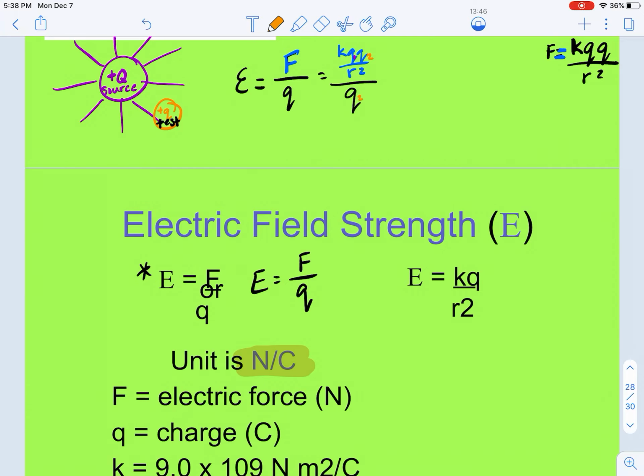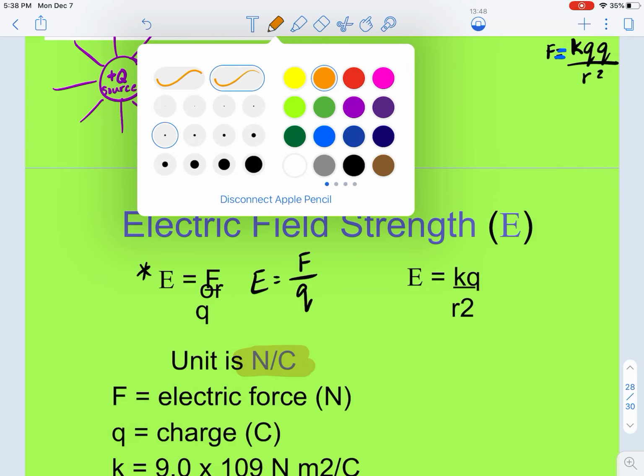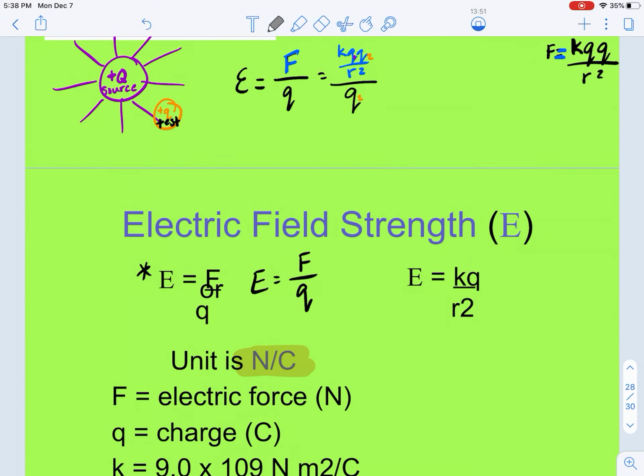Okay, so if we look at the algebra over here on our newly written equation, we see that I have Q2 present twice in my formula. So if I look at the location of those Q's, I will see that I have Q2 in the numerator and I have Q2 in the denominator. And so those Q's end up canceling out.